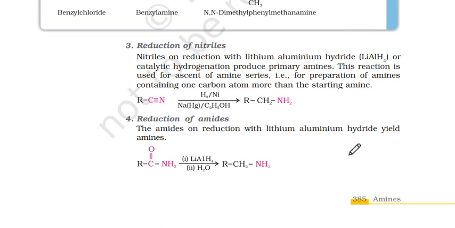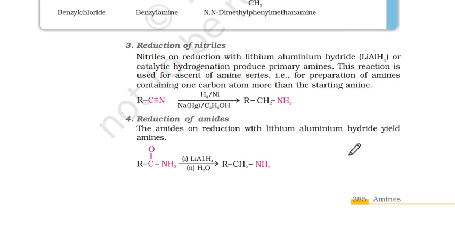So basically when you ascend the amine series, you have to keep on adding a carbon atom. If you have 2 carbon atoms on the reactant side, you will have 3 on the product side. That's what it's trying to say. So whenever you reduce this nitrile in presence of whatever reducing agent you're taking, or catalytic hydrogenation, what you get is a primary amine with a carbon number more than that of the reactant.